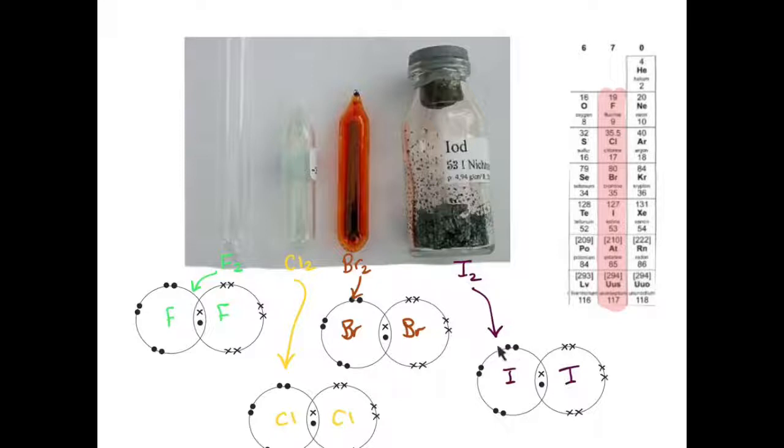So iodine has got a full outer shell in I2 because it's got 1, 2, 3, 4, 5, 6, 7, 8. And the iodine on the right hand side also has 1, 2, 3, 4, 5, 6, 7, 8. And the same for bromine, chlorine and fluorine.